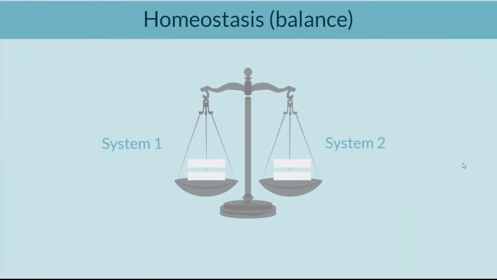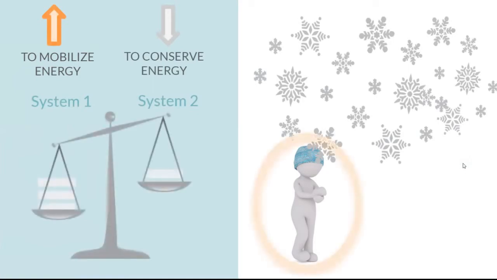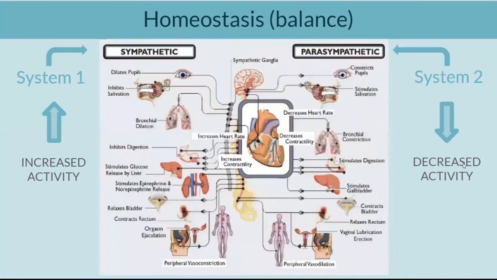Well, the ANS has two subsystems, the sympathetic and parasympathetic nervous system. The sympathetic one is activated when we are stressed, when we need to mobilize energy and face a threat. And the parasympathetic one helps us recover and conserve energy. So here, system 1 is mobilizing energy, and system 2 is conserving energy. And there's the balance between the two subsystems.